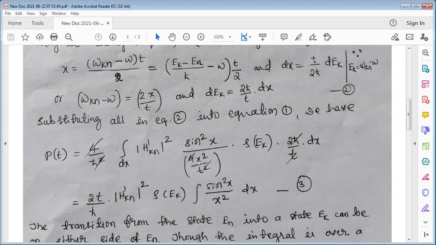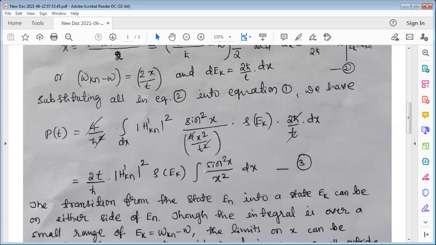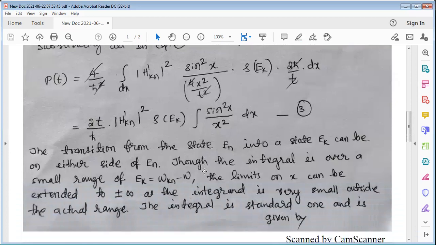So it becomes like this, 4x² divided by t² into ρ(Ek), and this is the value of dEk equal to 2ħ. Here from equation 2, dEk is equal to 2ħ upon t into dx. So now you cancel whatever things get cancelled. One ħ is cancelled with this ħ², this 4 is cancelled with this 4, and one t with this t², and I am writing the remaining terms like this.